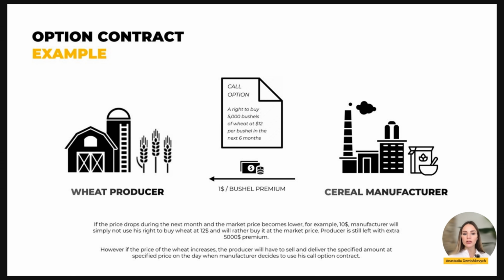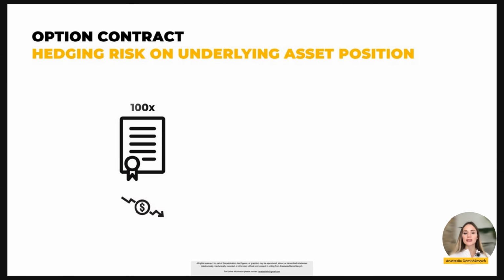However, if the market price of wheat drops to $10 per bushel, you may simply not use your contract and buy from someone else at the lower market price. And despite the deal not being settled, wheat producers have still made $5,000 from the premium, and everyone is pretty much happy. Now, let's discuss how options can be used for hedging risks in the stock market.